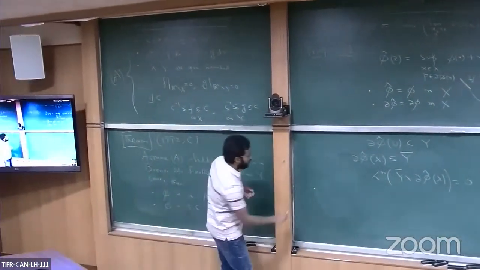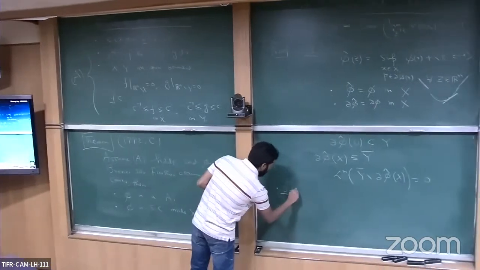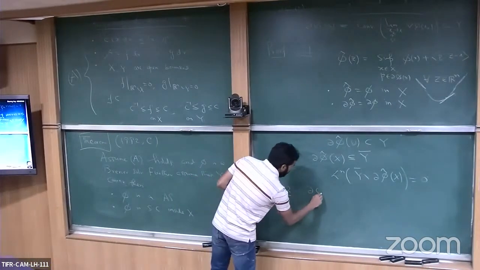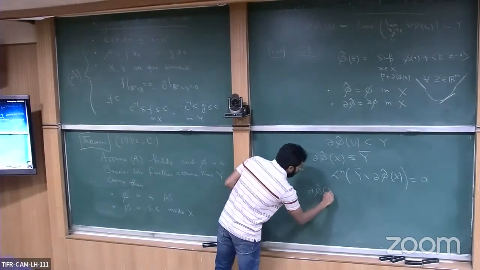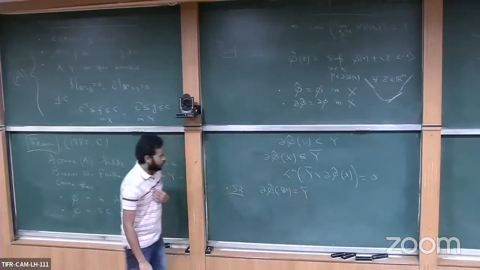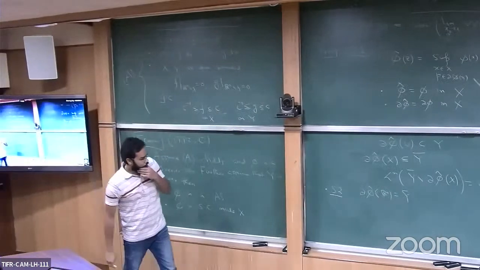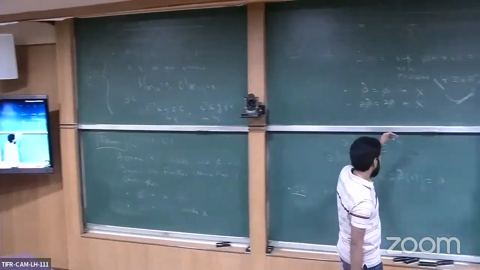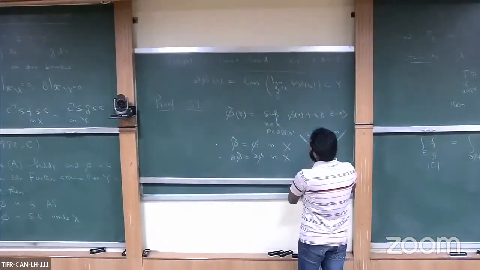Okay, so for step 2, the thing is that the subdifferential of phi hat of R^n is actually y closure. Okay? And this is what we are going to do. We are going to extend the definition.